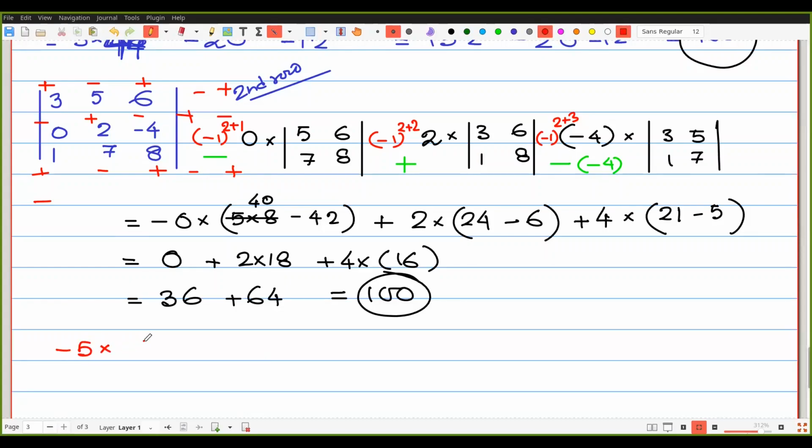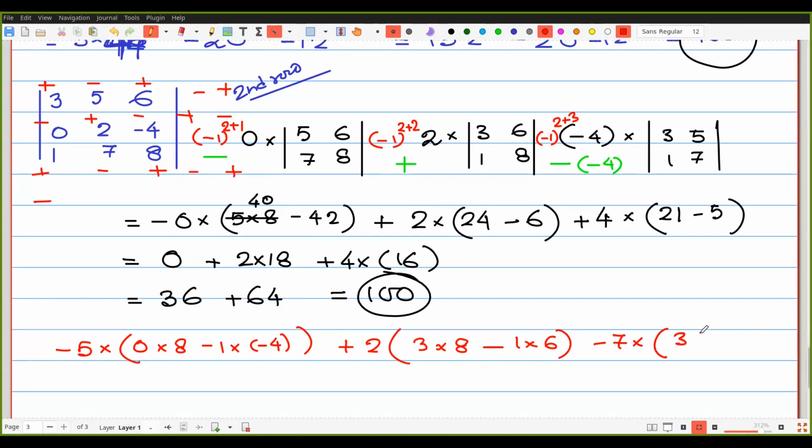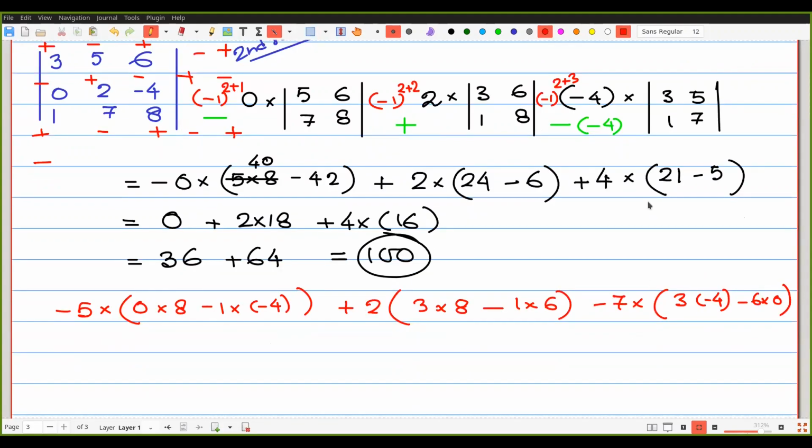Minus 5 into that row, that column. So that means 0 into 8 minus 1 into minus 4. Okay, then the next one plus 2, that must be 3 into 8 minus 1 into 6, and then the minus 7, and here that must be 3 into minus 4 minus 6 into 0. Okay, the result must be 100.